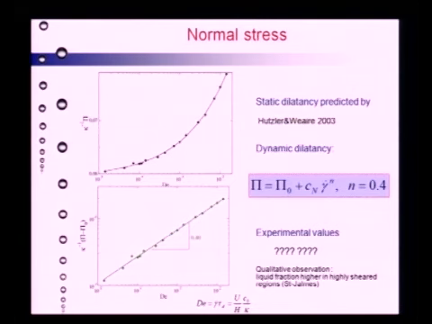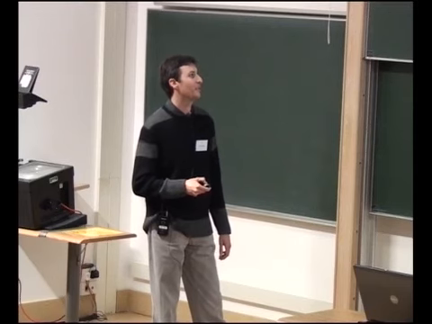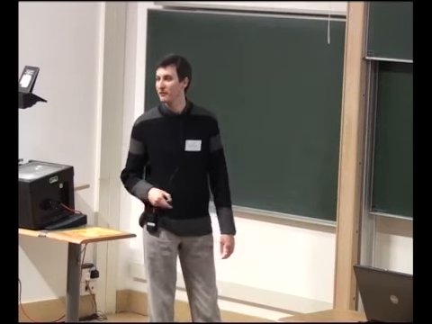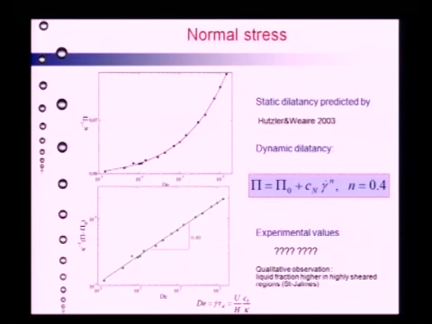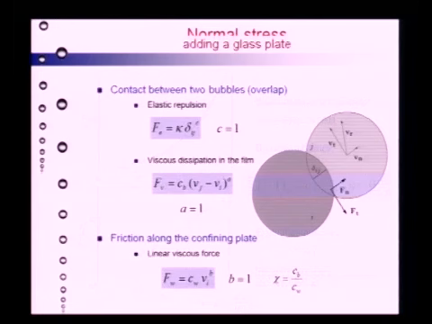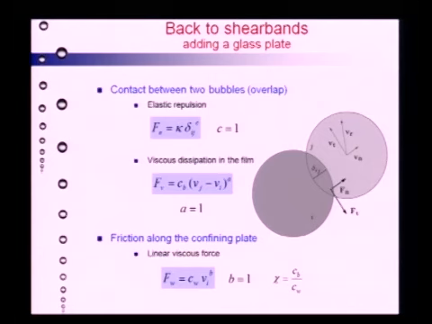It had been predicted already theoretically that there is a static dilatancy in foams. The problem is that it's quite small and it's very hard to measure experimentally. It hasn't been measured yet experimentally, so we are still waiting for values to compare with our prediction. But it still has been observed qualitatively that if you shear something with a non-homogeneous shear, then the liquid fraction becomes higher in the regions that are highly sheared. So there is some dilatancy.